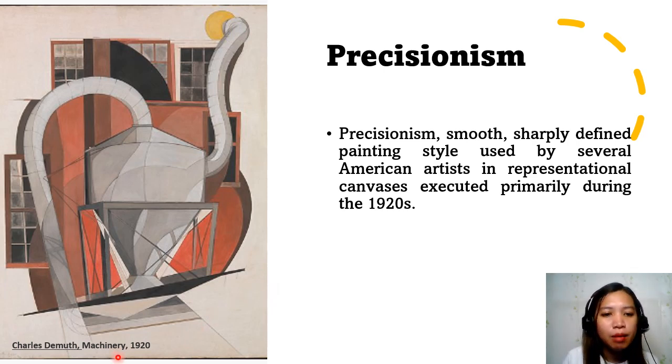So this is an example. We have Machinery in 1920, painted by Charles Demuth. He is an American artist. Now, this is Precisionism. And again, these three are subcategories of abstract art.